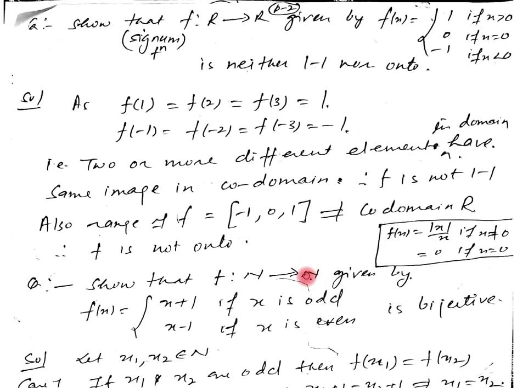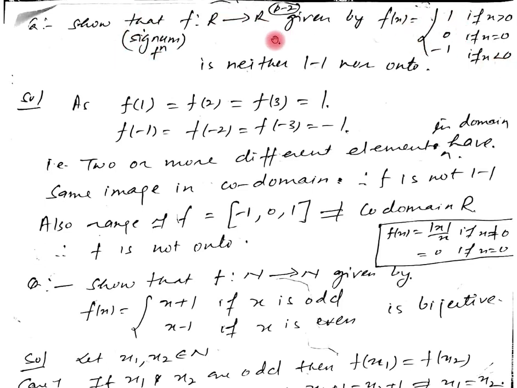Now let us consider another question. Show that the function f from R to R given by f(x) = 1 if x is greater than or equal to 0, this is equal to 0 if x equal to 0, and this is equal to minus 1 if x is less than 0. This type of function is known as the signum function.